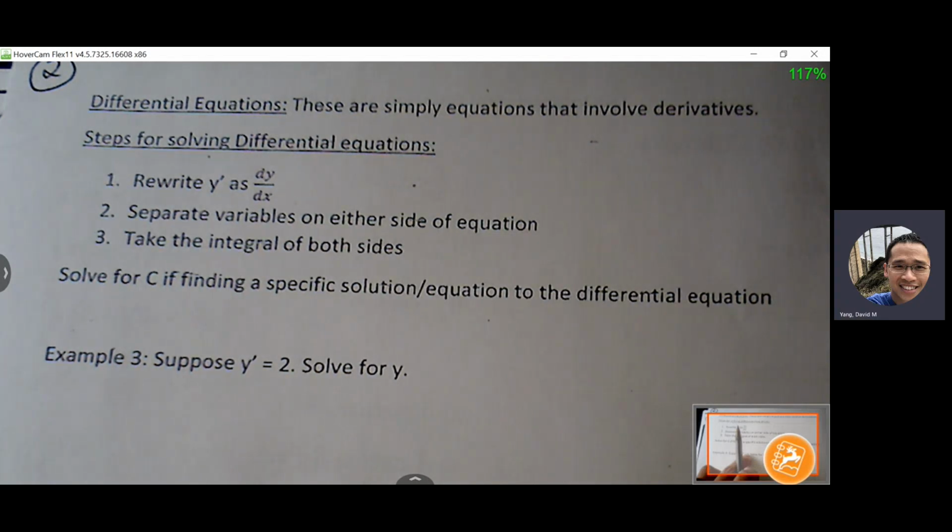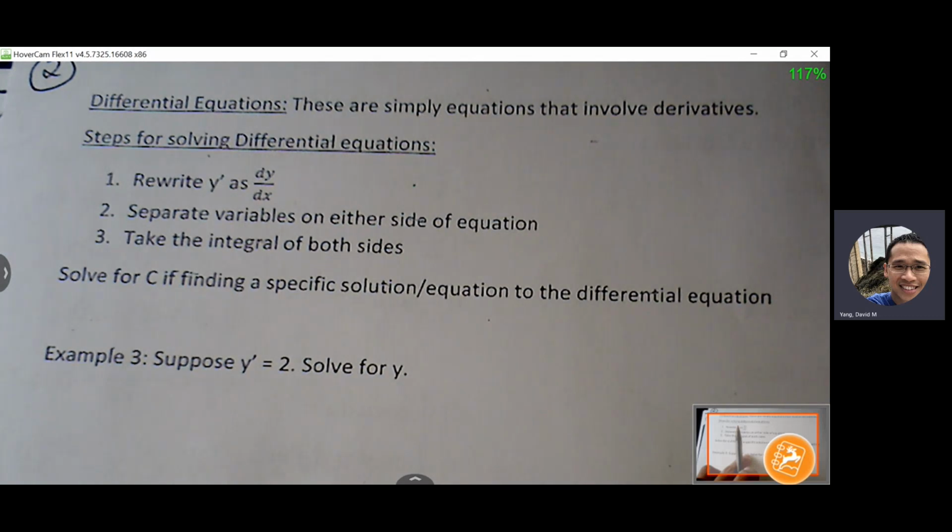Second, we're going to separate the variables on either side of the equation. What that means is we want everything associated with y on the left side, and everything associated with x on the right side. Then we're going to take the integral of both sides. Next unit, we're going to see having to work on both sides of our equation, but here we're just going to be doing easier ones. So the left side is just going to be the same thing, and the right side is where we take the antiderivative.